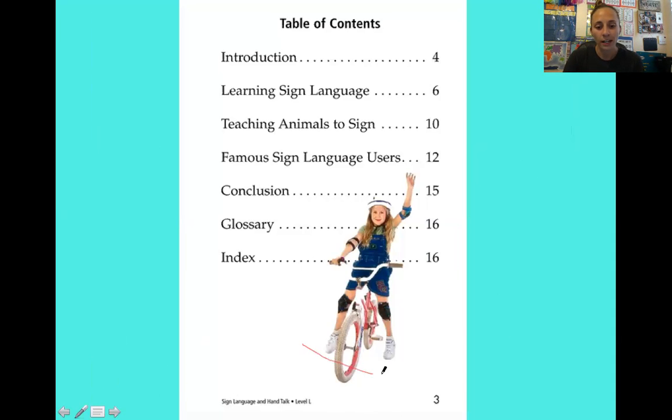So here I can tell I have a real person, and I also have this section right here, which is called what? The table of contents, right? That's telling us that we're going to be learning about something.